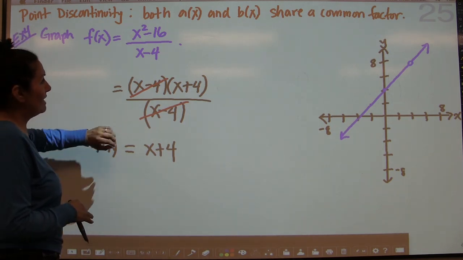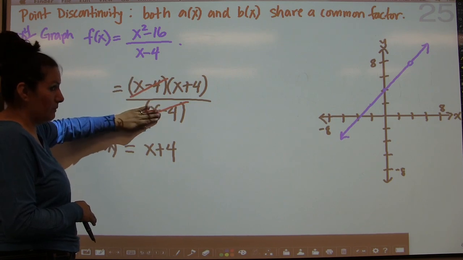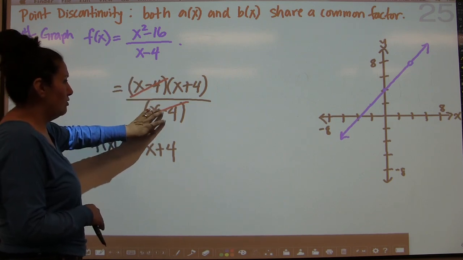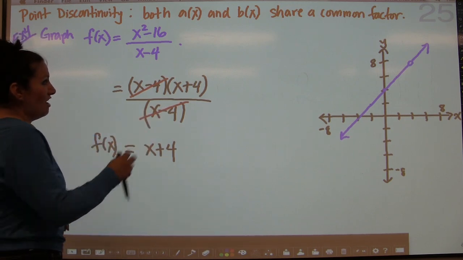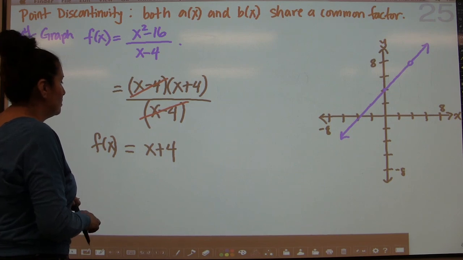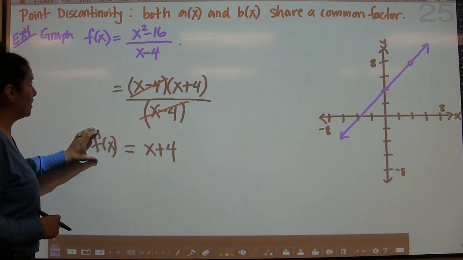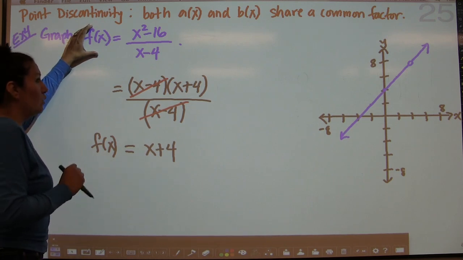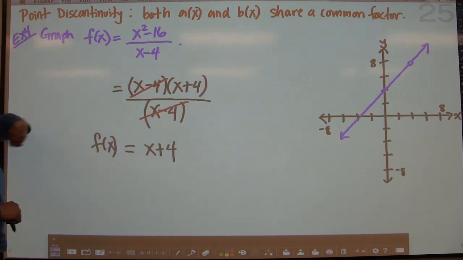So you only have an asymptote when the bottom doesn't cancel with the top, and then you have to make the bottom equal to 0. But in this case, the bottom canceled, and so that asymptote is not even present anymore. Instead, you have basically a gap in the graph. So you end up with f of x equals x plus 4. So this function and the original function are pretty much the exact same function, with the exception of the point 4. That's why it's called point discontinuity.